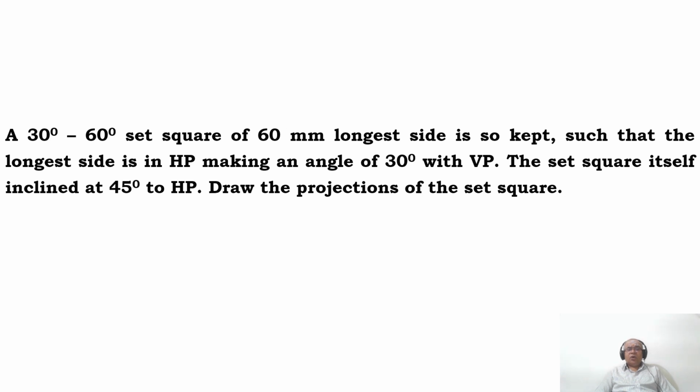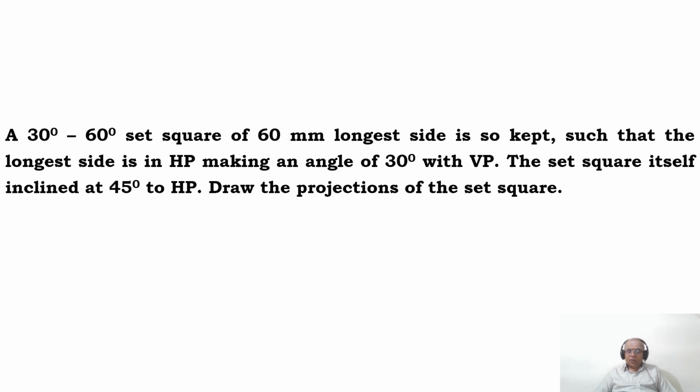Then he says the longest side is kept on HP. So which is the longest side? The side which is 60 mm is the longest side. So this side should be perpendicular to VP and parallel to HP. Why? Because if it is perpendicular to VP and parallel to HP, then you can see a point in the front view. So you should get the longest side at the extreme left corner or the right corner.